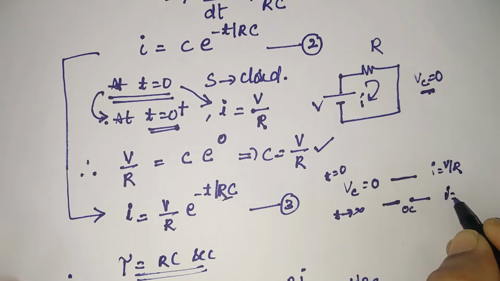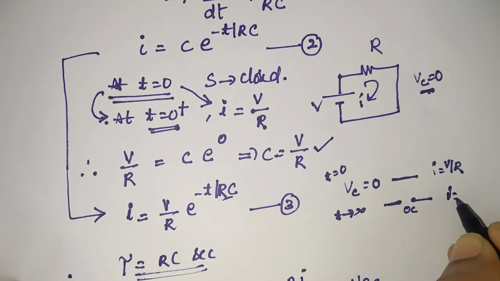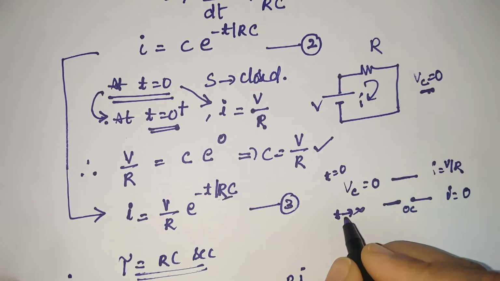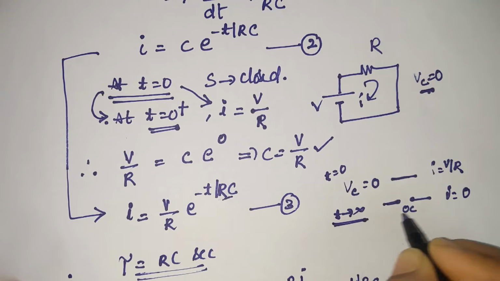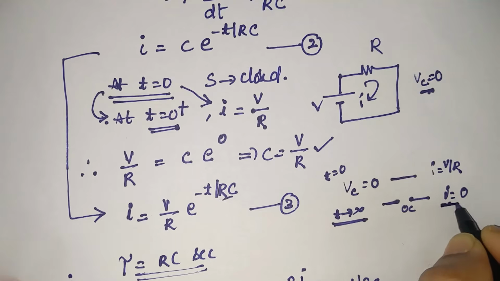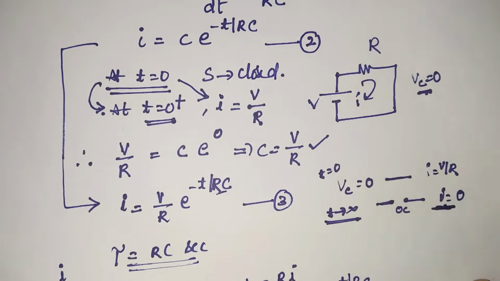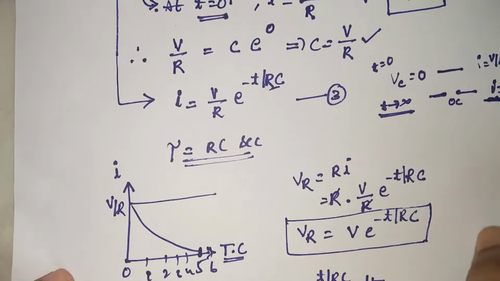What is the value of current I? You are having an open circuit, so the current value will be 0. Okay, so this is the steady state, right? Under steady state, the current through the circuit is equal to what? 0. Okay, so let us observe the same in the graph.